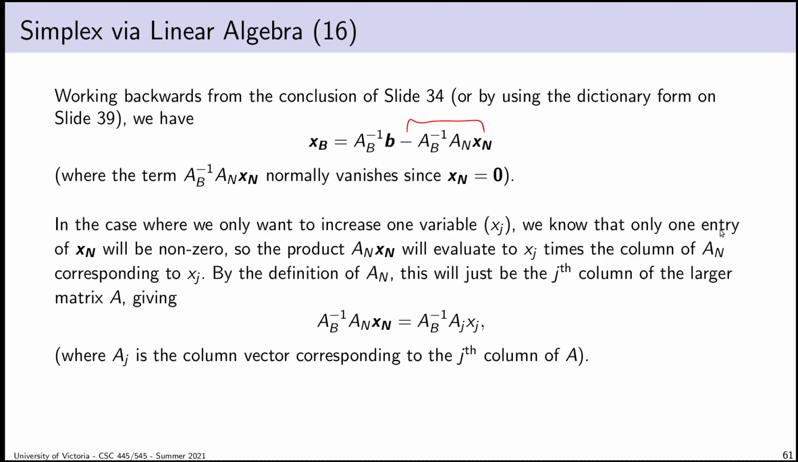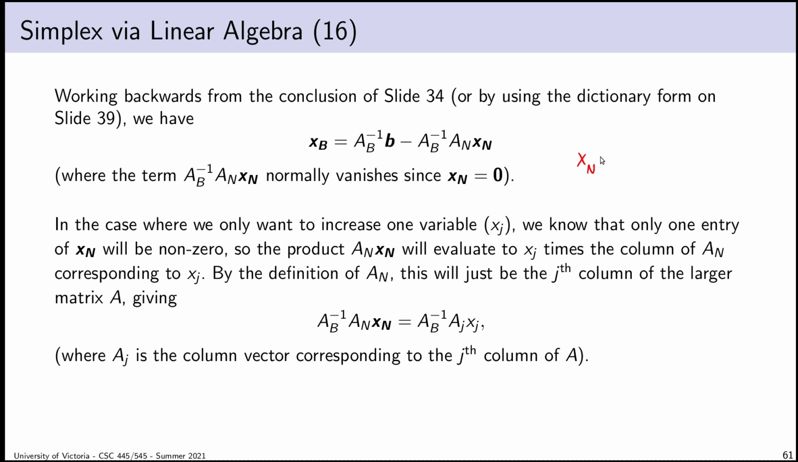Okay, so I want to increase one variable, and the problem is that, linear algebraically, taking this product apart is rather difficult. And unfortunately, the description I have to give is laden with a number of layers of indirection. And so, I don't know, put on your gumboots, let's wade into this notational swamp here. In the case where we only want to increase one variable, we know that only one element of xn will be non-zero. So this part maybe isn't controversial.